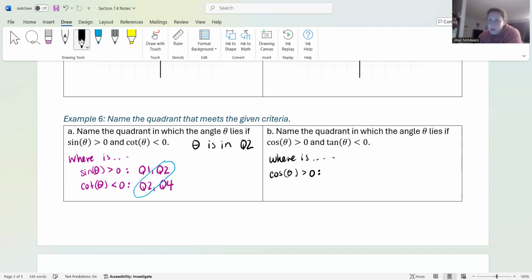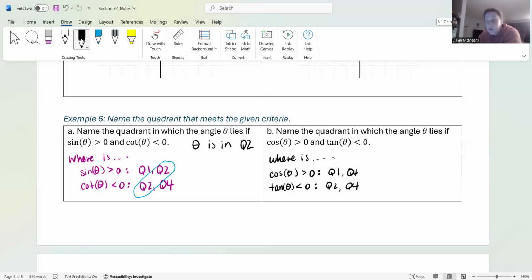Well, everything is positive in quadrant 1. So we know cosine is positive in quadrant 1. Once we go to quadrant 2, cosine is negative. Cosine is negative in quadrant 3. In quadrant 4, cosine becomes positive again. Okay. And then we want to know, where is tangent of theta negative, so less than 0. Well, nothing is negative in quadrant 1, okay? In quadrant 3, cosine and sine are negative, which means tangent would be positive. So that would tell me that in quadrant 2 and quadrant 4, tangent is negative.